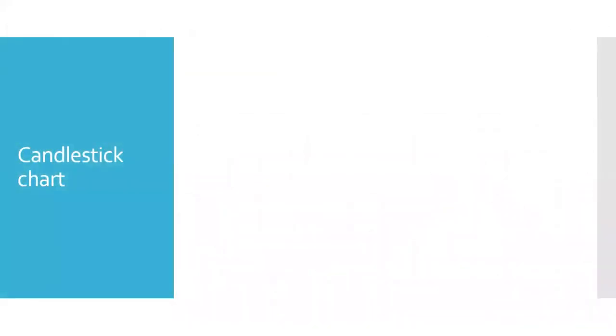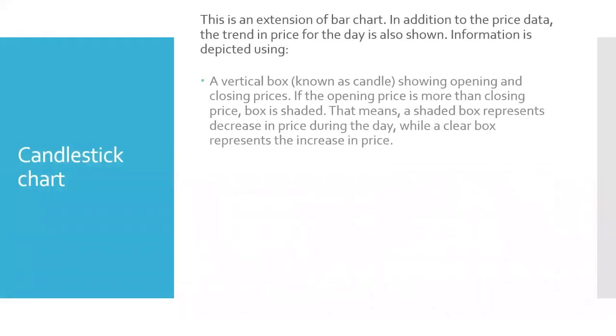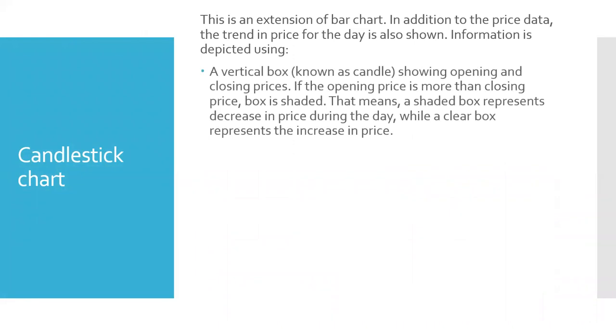Another chart which is used in the market is the candlestick chart. In a candlestick chart, a lot of information is depicted besides high price and low price, opening price and closing price. The trend in price is also shown. Information is depicted in two ways. One is a vertical box. This vertical box is known as a candle.